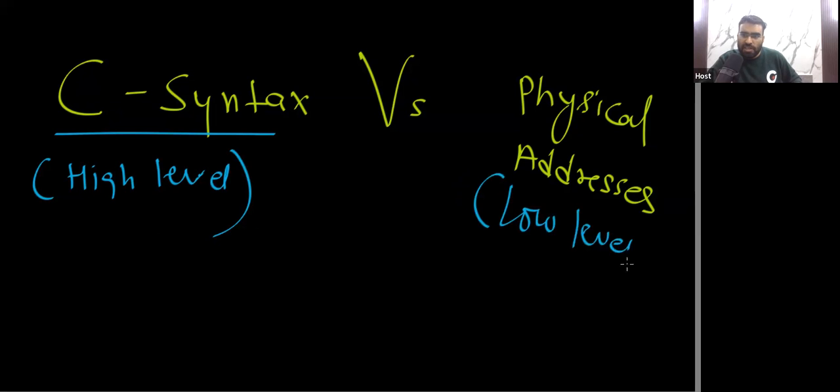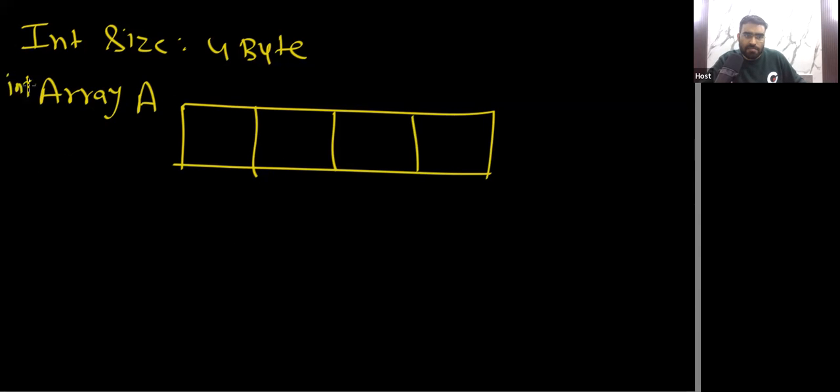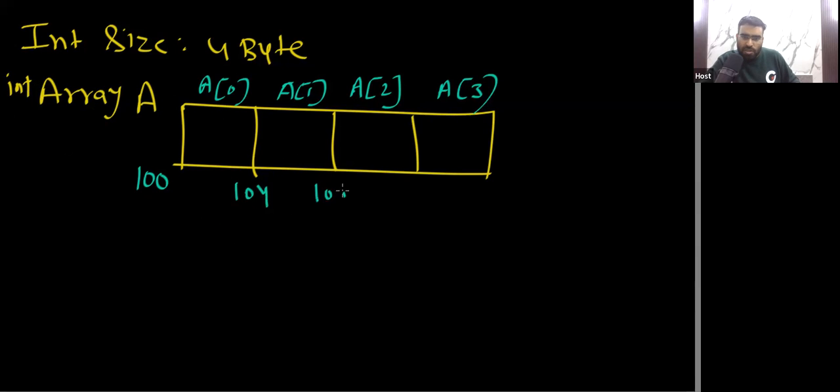Let me ask you a question. You will understand what I'm asking. Let's assume the integer size is 4 bytes. You have this integer array A with 4 integers. This is the base address 100. This is A0, this is A1, this is A2, this is A3. This address will be 104, this will be 108, this will be 112.